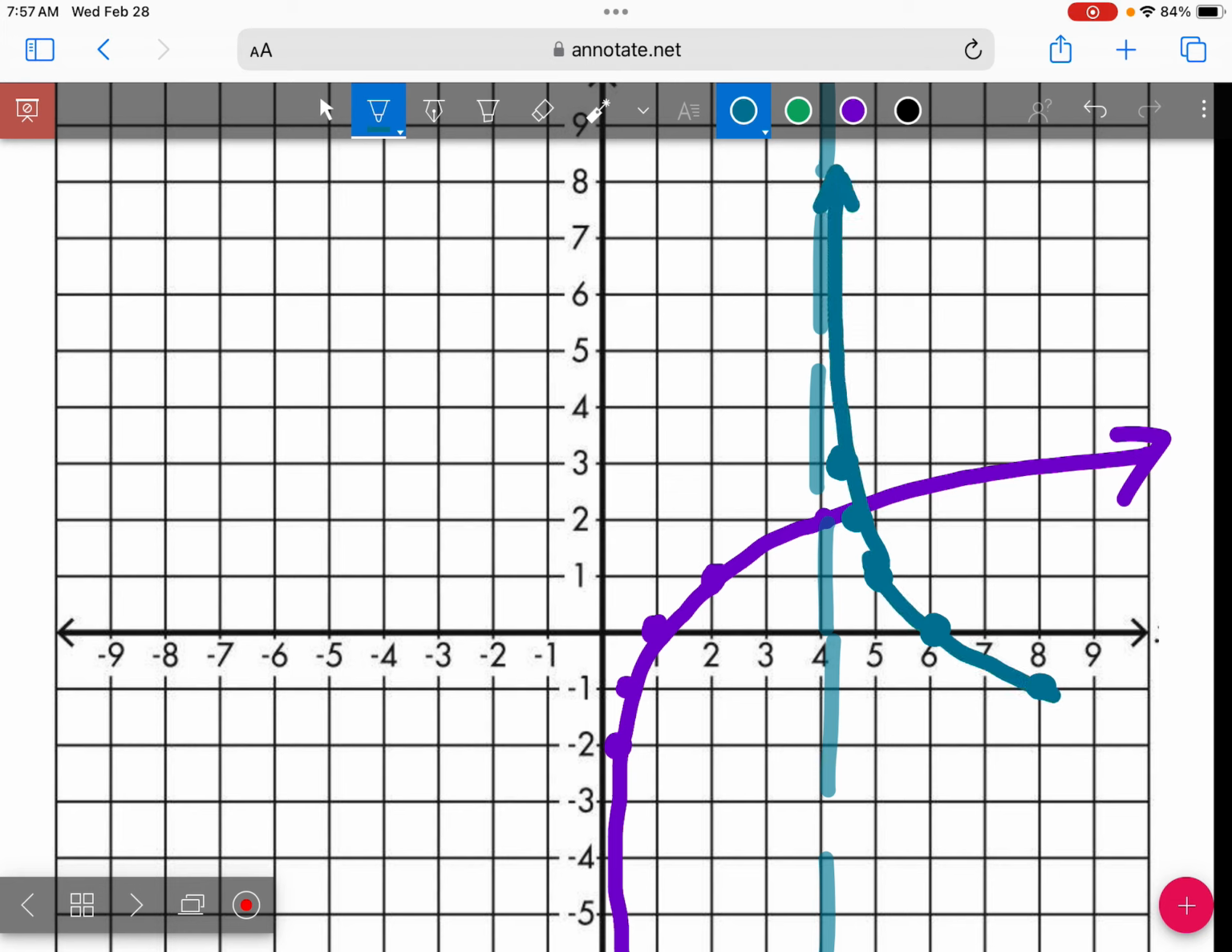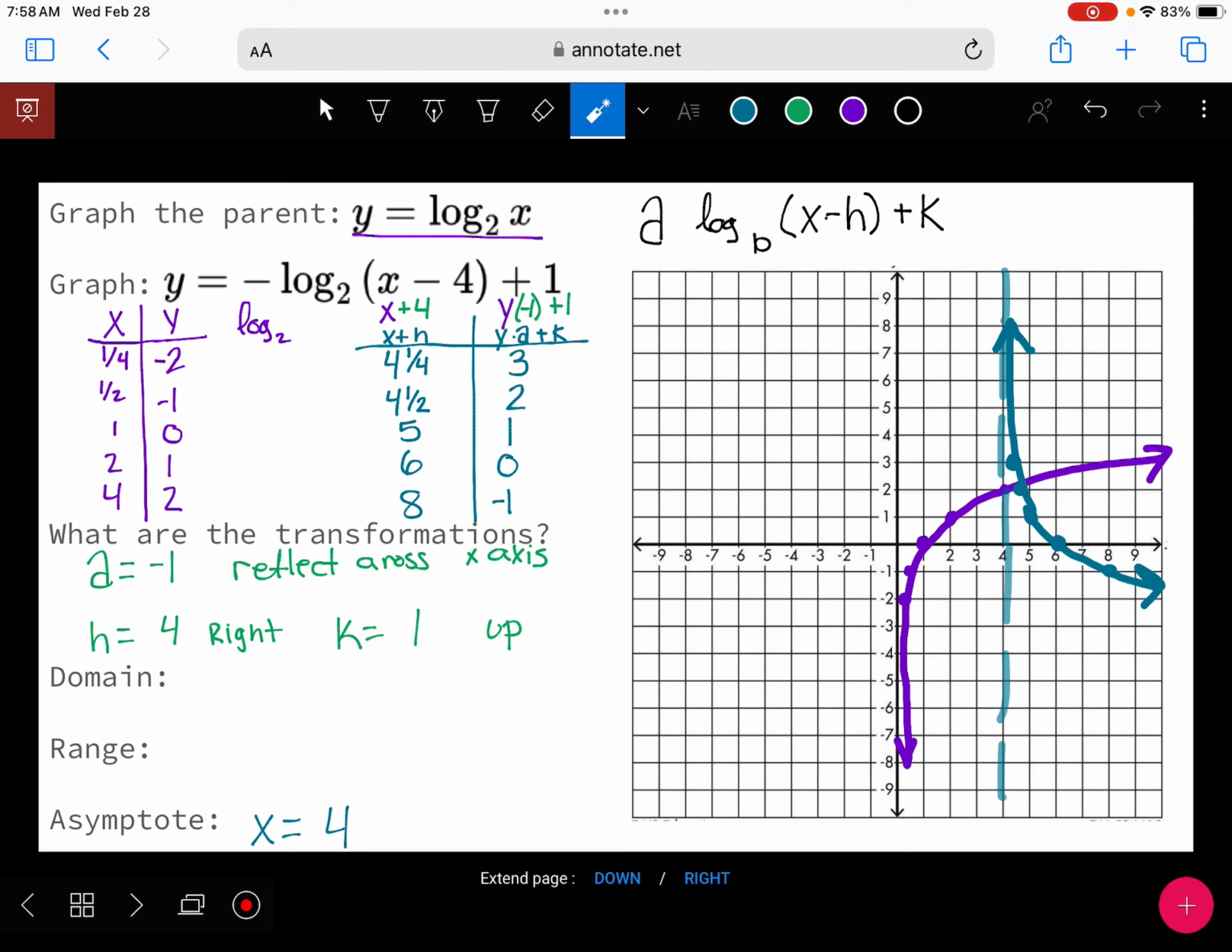So it made the whole thing flip upside down. It reflected across the x-axis. It made it flip over. It went upside down. Just like parabola, we went from happy face to frowny face. This went from L to okay. So the transformations aren't super different. We just got to be really, really careful with them.